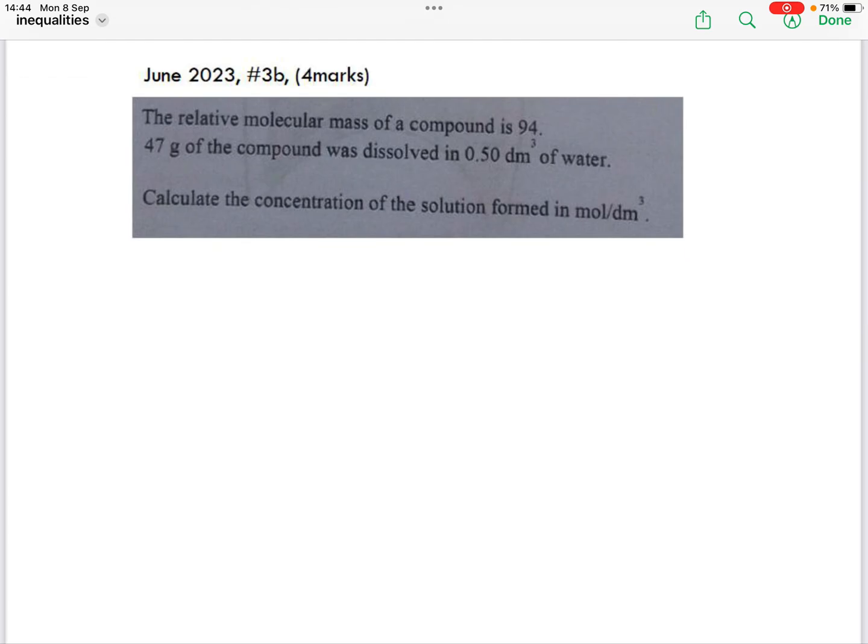This was June 2023, Combined Science, paper 2. The question was reading, the relative molecular mass of a compound is 94. 47 grams of the compound was dissolved in 0.5 cubic decimeter of water. So we are required to calculate the concentration of the solution formed in moles per cubic decimeter. So first of all, we need to calculate the number of moles.